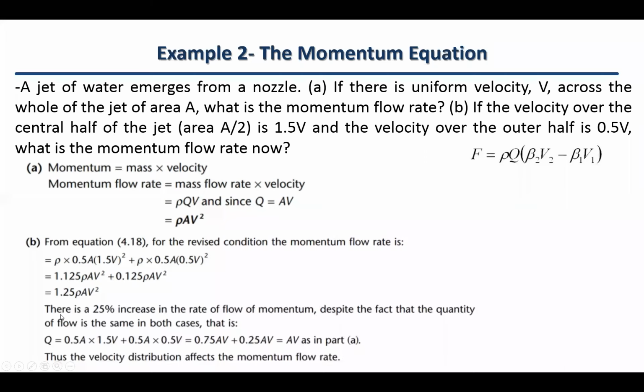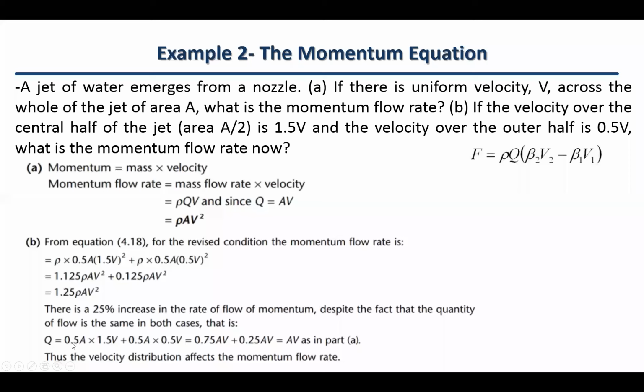So we can conclude that comparing the equation in section B to the equation in section A, we have a 25% increase in the rate of flow of the momentum, despite the fact that the flow rate is the same. Why? Let's calculate this. The flow rate Q is equal to v A, and it is the sum of the two types of flow discharge.